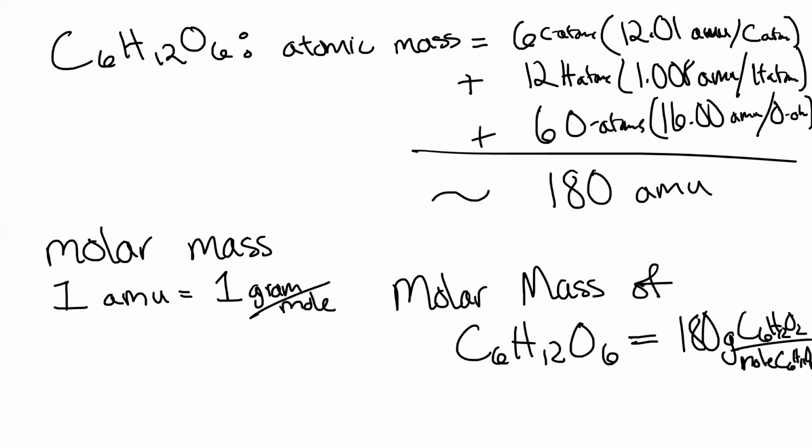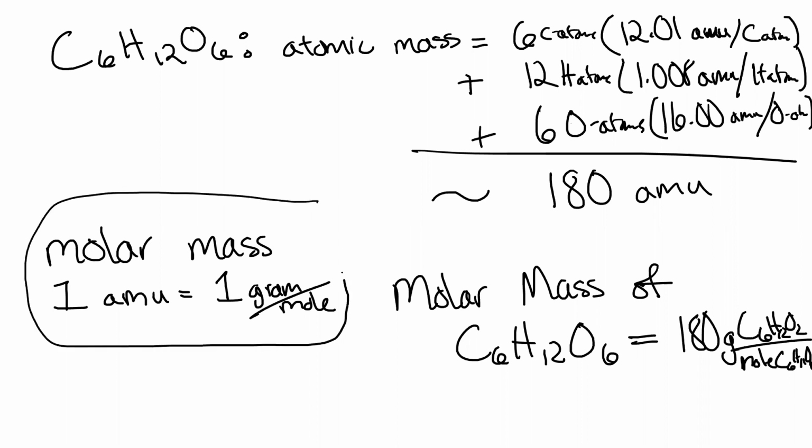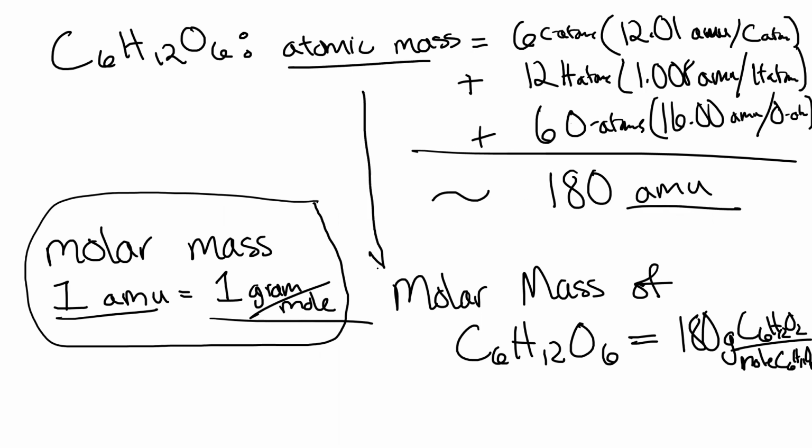Okay. You guys following me? Is this making any sense? Okay. This is how I'm able to find the molar mass, because 1 AMU is equal to 1 gram per mole. It's just a one-to-one conversion, which allows me to go from the atomic mass in AMU down to the molar mass in grams per mole. Okay, it's just a one-to-one conversion.